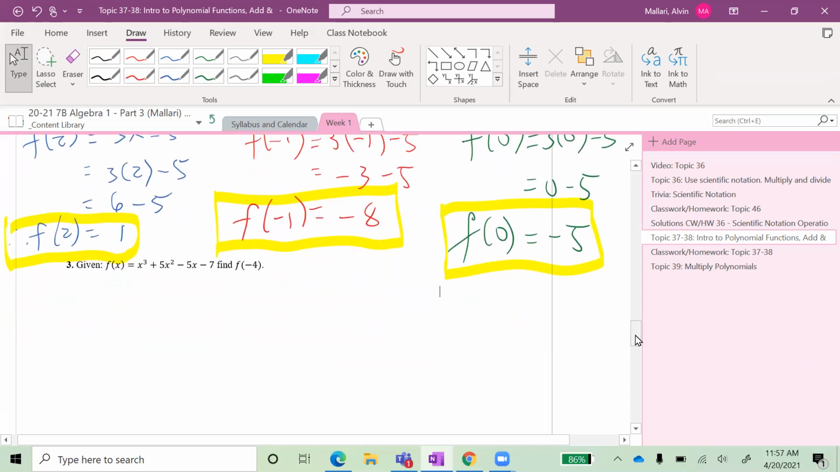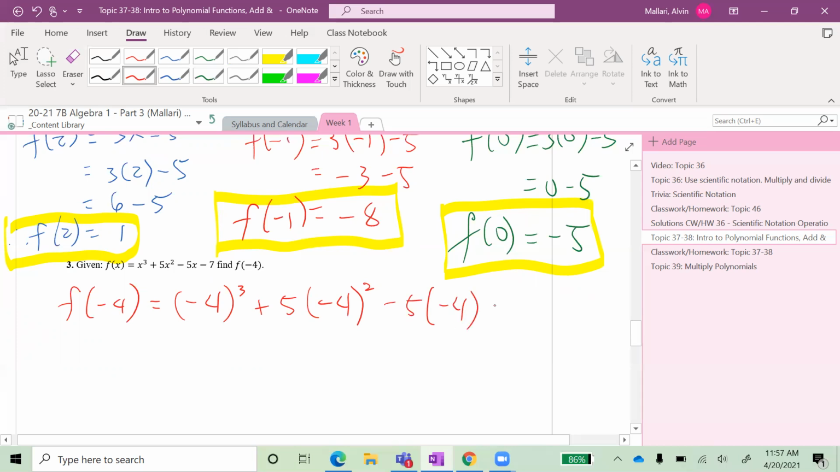So here we are given f of x equal to x cubed plus 5x squared minus 5x minus 7. We're tasked to find f of negative 4. So we'll say f of negative 4, since the value of x is negative 4, every time we see x, it will be substituted by negative 4. So x cubed will be negative 4 cubed, plus 5x squared will be 5 times negative 4 squared, minus 5x will be minus 5 times negative 4, and then minus 7. Okay.